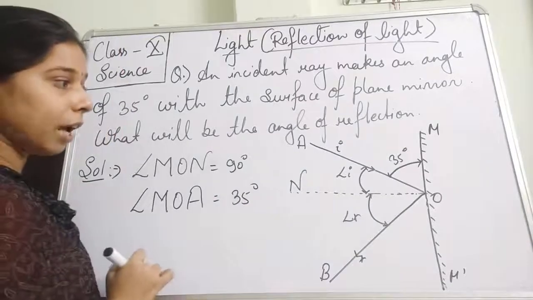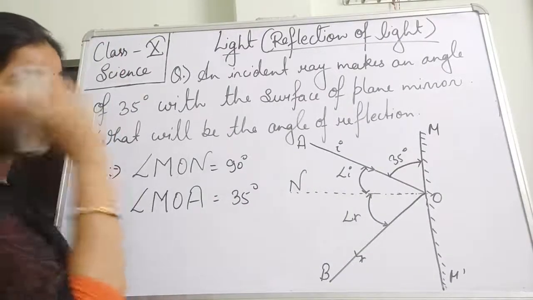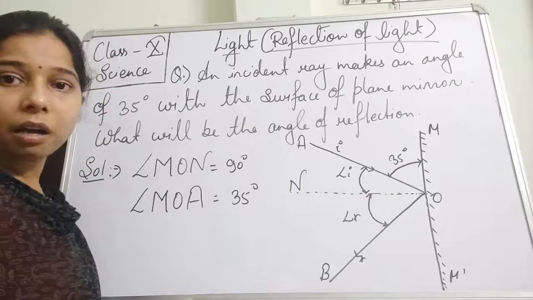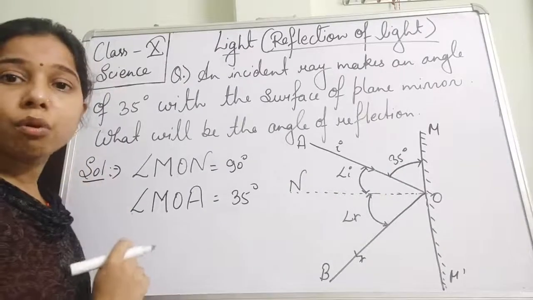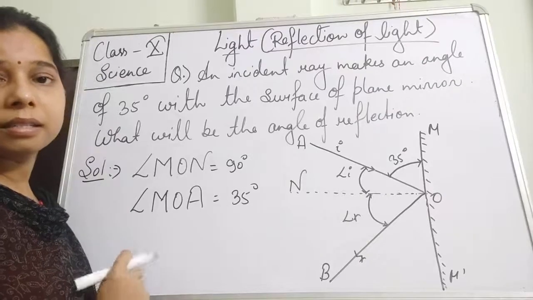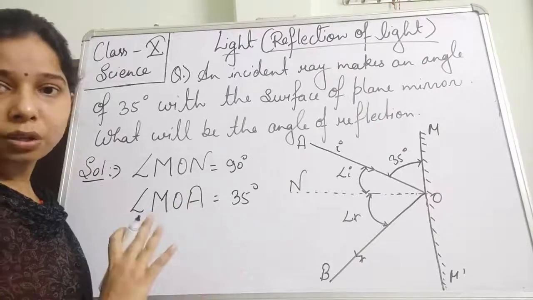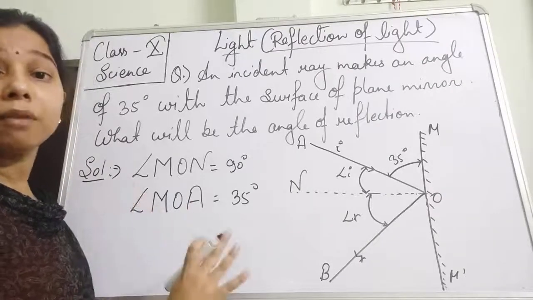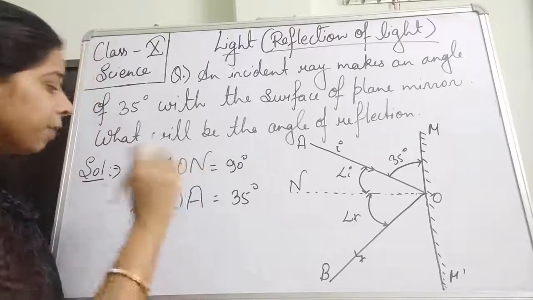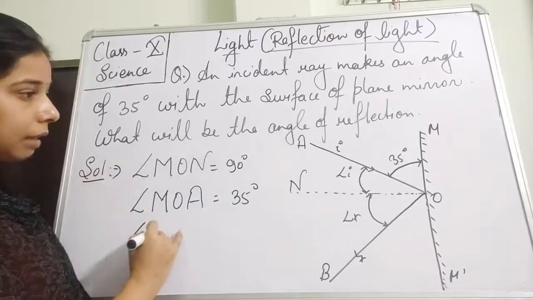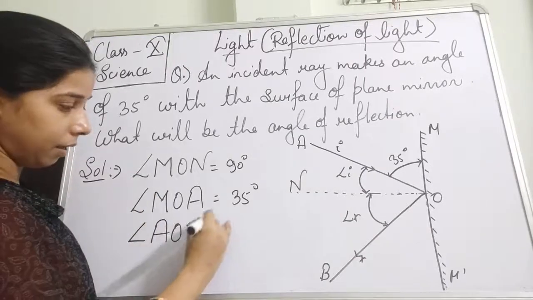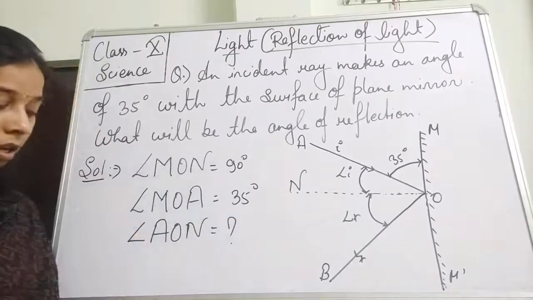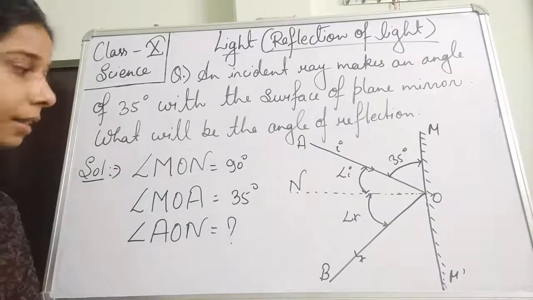Now which angle do we have to find? At first we have to find the angle of incidence. If we are able to get the angle of incidence, we know that according to the laws of reflection, the angle of incidence is equal to the angle of reflection. So we will be able to get the angle of reflection also very easily. So we have to find the angle AON, right?